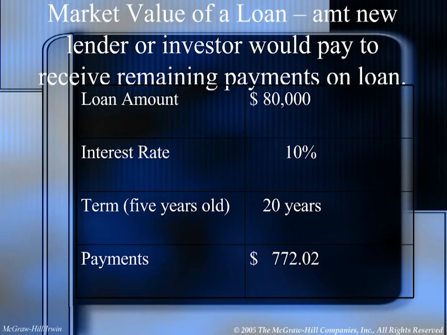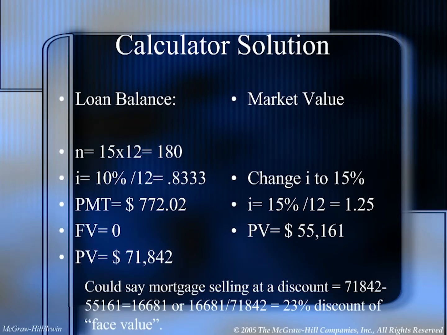So in this case, let's say it's an $80,000 loan with 10% interest, a 20-year loan, 5 years out. And you already know the payment on this loan is $772.02. So for the current loan balance, there would be 15 years left, so 180 payments. Then the going rate we said was 10% divided by 12. And we know the payment is $772.02. So we have a balance or a present value of $71,842.